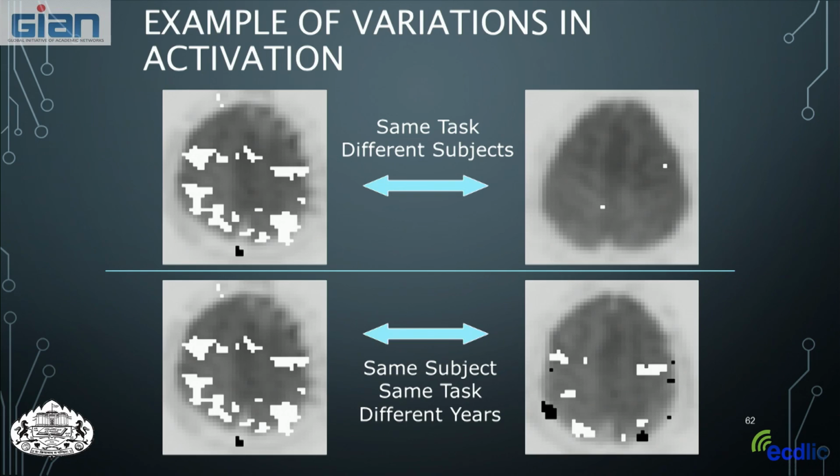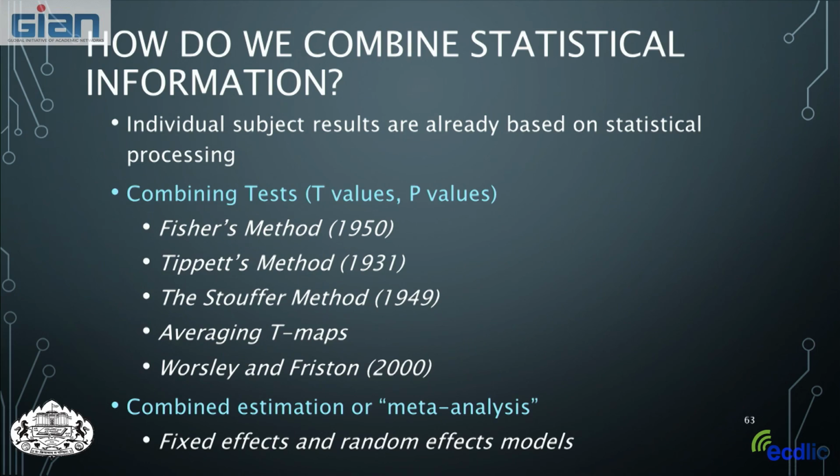And so this person at the top left, I scanned one year, and they came back the next year, and I scanned them again. And these are the differences that I saw using the exact same task on the exact same subject at different time points. So you can see you really can get a lot of variation in this data.